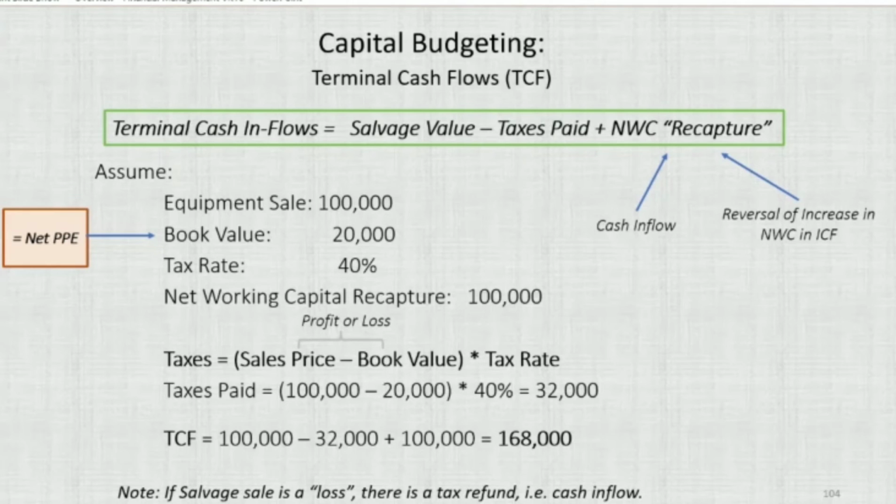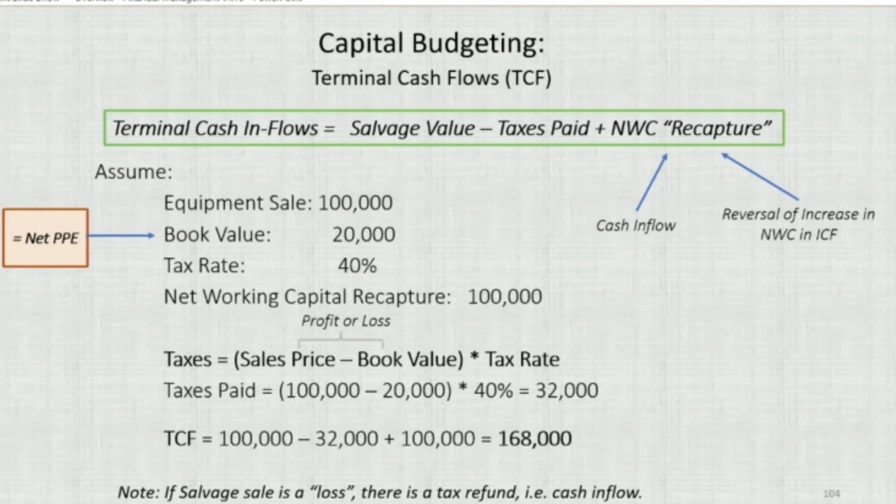So while in the initial cash flow, the increase in net working capital was a cash outflow, here it's going to be a cash inflow. We're going to recapture it. We're going to reduce those current assets and current liabilities. So those first two items, we don't even need to use a calculator. They're just given in this example. So about the only thing we need to do is calculate taxes paid. So how do we do that?